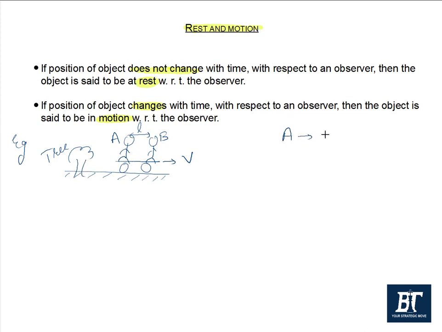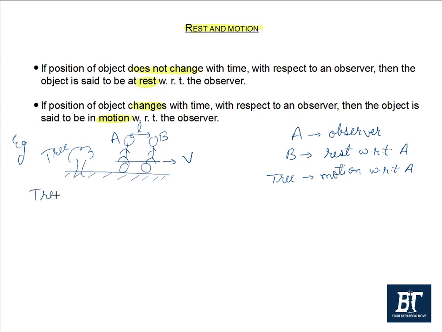If we take A to be an observer, so with respect to A, position of B is not changing with time. Although this cart is moving, with respect to A, position of B is not changing with time, so B is at rest with respect to observer A. This tree is stationary, but with respect to observer A, its position is changing with time because this cart is moving. So tree is in motion with respect to observer A.